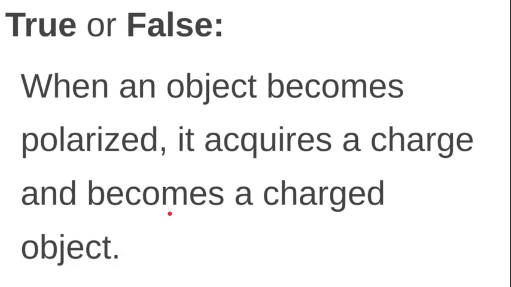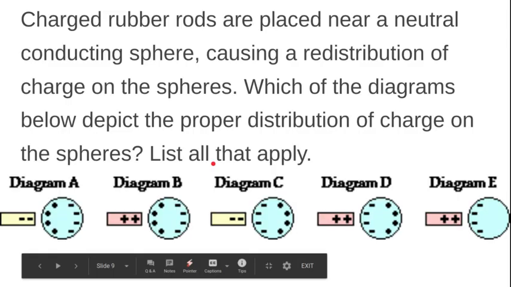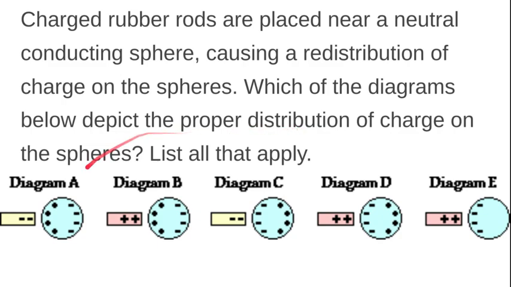So true or false, when an object becomes polarized, it acquires a charge and becomes a charged object. That is false. It's still neutral. We've just separated the charges. And then here's another one. This showed up on one of your homeworks, I believe, or is about to. I forget which one. Again, it just says which one of these shows proper polarization.